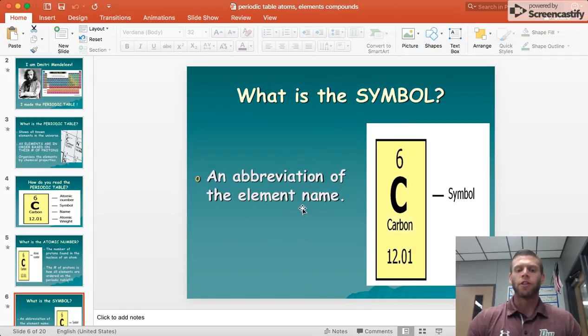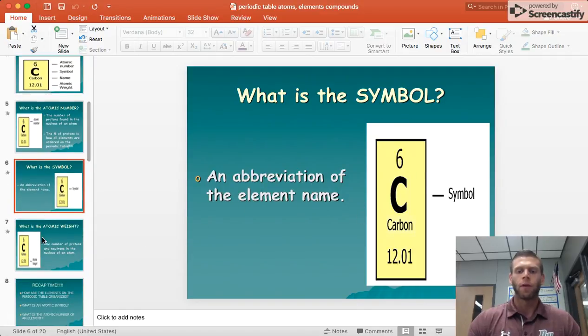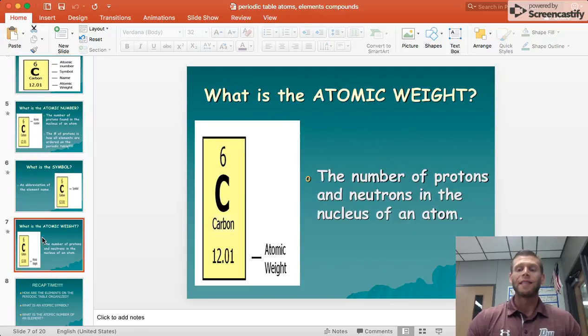All right, so what is the symbol? It's an abbreviation of the element name. So carbon gets the capital C. What is the atomic weight? This is the number of protons and the number of neutrons in the nucleus of an atom. So in that nucleus, kind of like a cell has a nucleus, an atom has a nucleus with protons and neutrons.